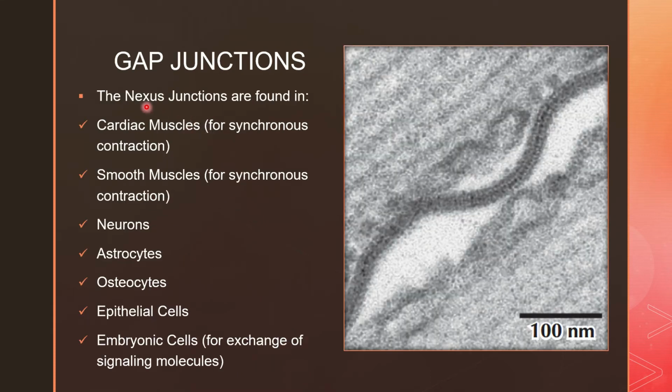Gap junctions are also called nexus junctions because they are made of connexins and connexons. They are made up of two connexons, and each connexon is made up of 6 connexins. So that is why they are also called nexus junctions.